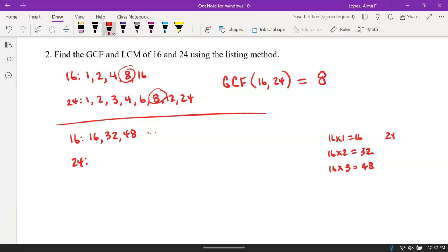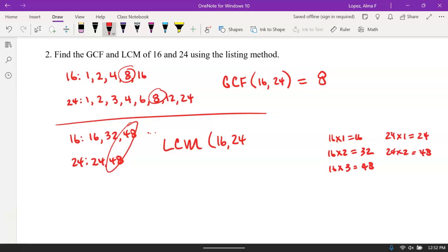24. 24 times, and I can do them in the margin, but I'm not going to waste the video on that. You guys can do it on your own. 24 times 1 is 24. 24 times 2 is 48. Hold on. We have a match. 24, 48. And we found it. The least common multiple for 16 and 24 is 48.